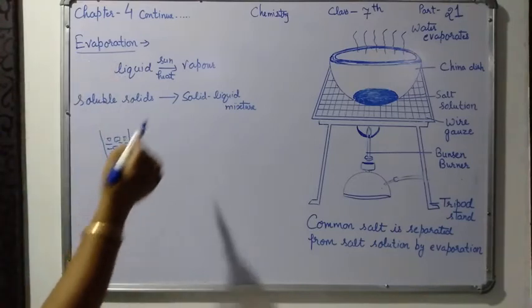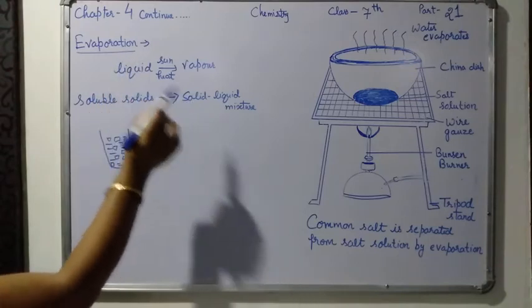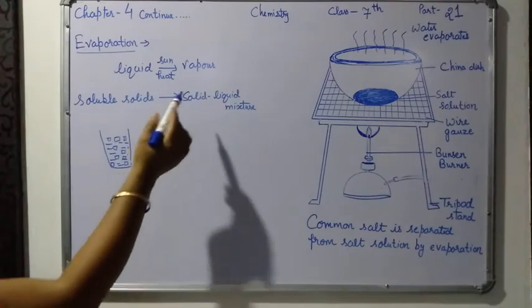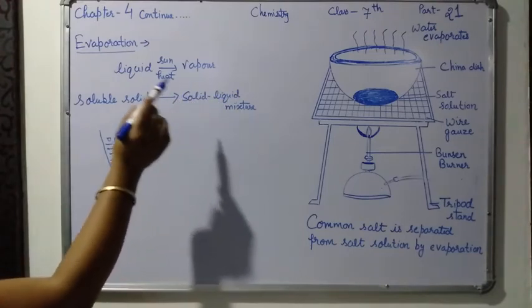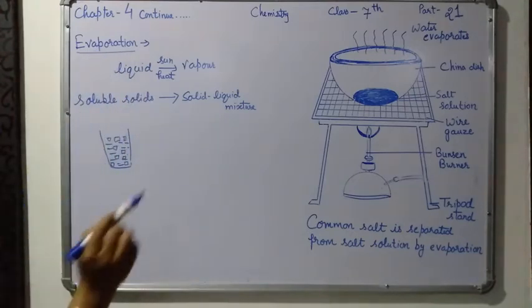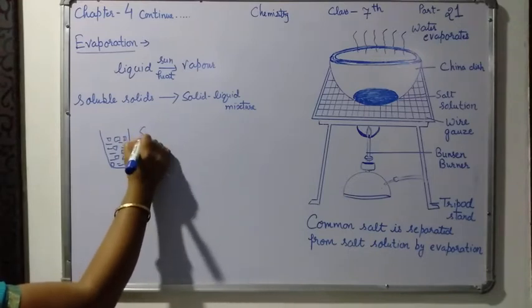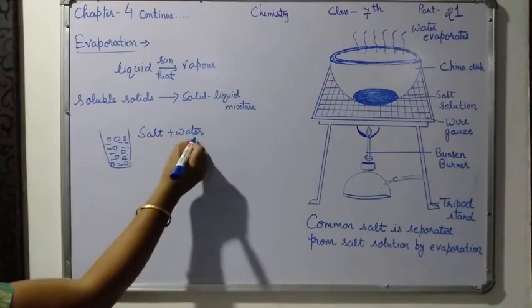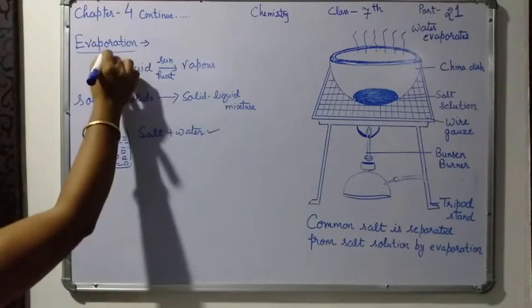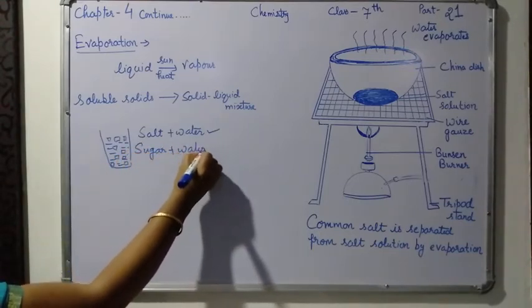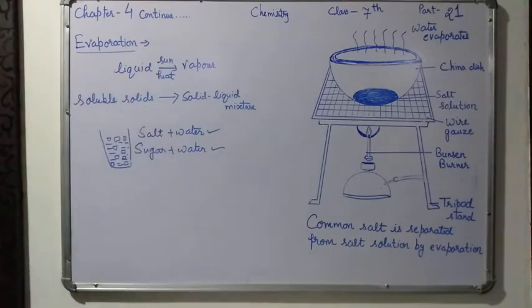Suppose you have a gas-liquid mixture, in that case you are not allowed to use the evaporation method. Suppose you have a solid mixture, then also you are not allowed to use it. Only in the case where you have a solid-liquid mixture, like salt plus water or sugar and water, where the solid is in the solid state and water is in the liquid state, can you use evaporation.